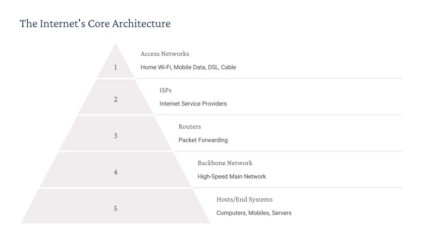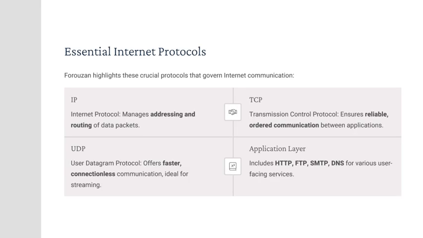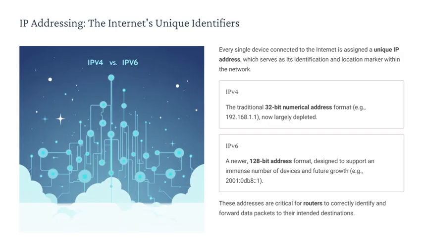Essential internet protocols. IP, or Internet Protocol, handles the addressing and the routing. TCP provides reliable communication, no data loss. UDP is faster but unreliable, used for video streaming. Application layer protocols like HTTP, FTP, SMTP, and DNS support user services. Each protocol has a specific job. Together they all make internet communication possible.